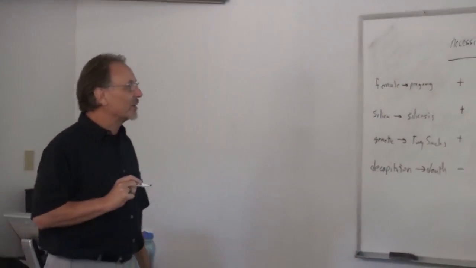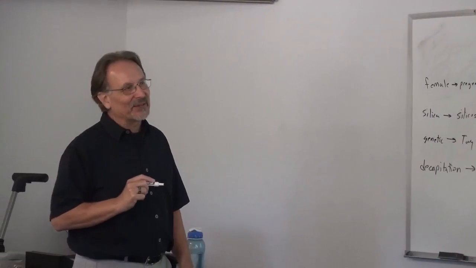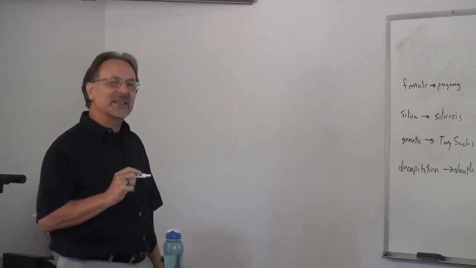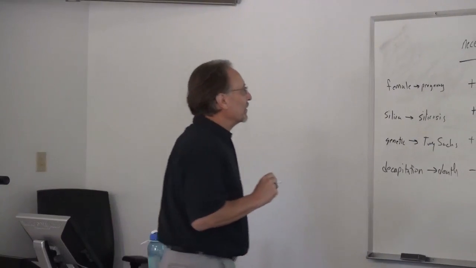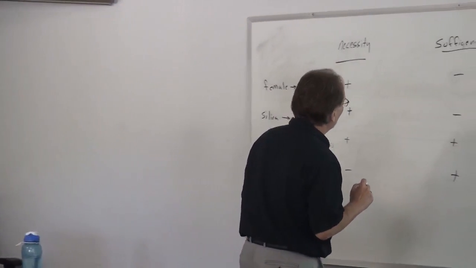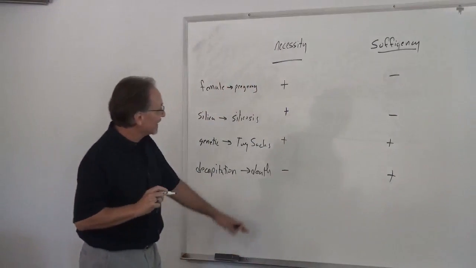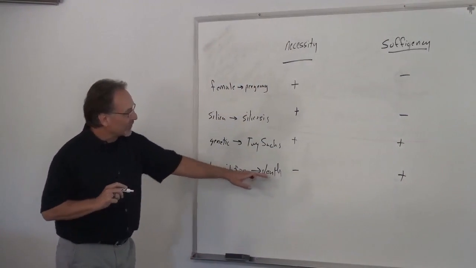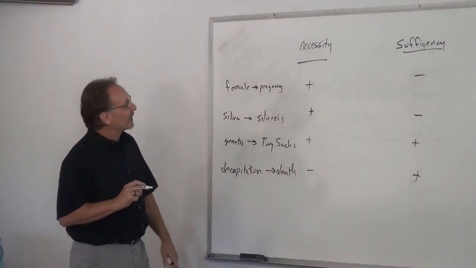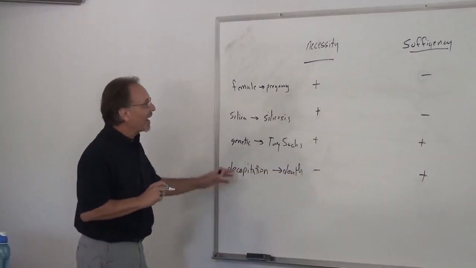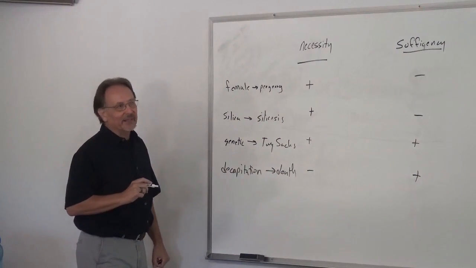This is according to Aristotle's definitions of causation for sufficiency and necessity. So you have to distinguish whether it's sufficient to cause death, but not necessary. Decapitation always results in death, but strangulation can result in death too. So that means that it's not necessary. I don't have to be decapitated to die.